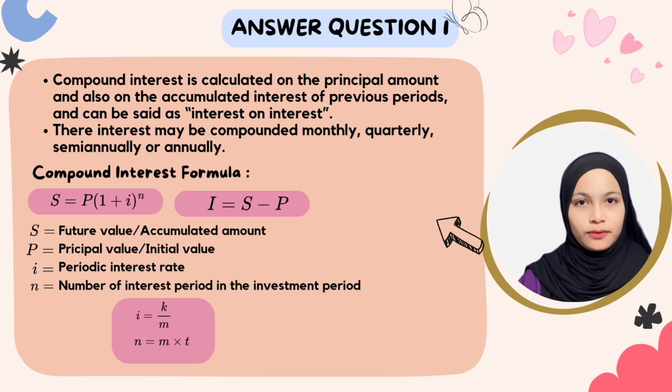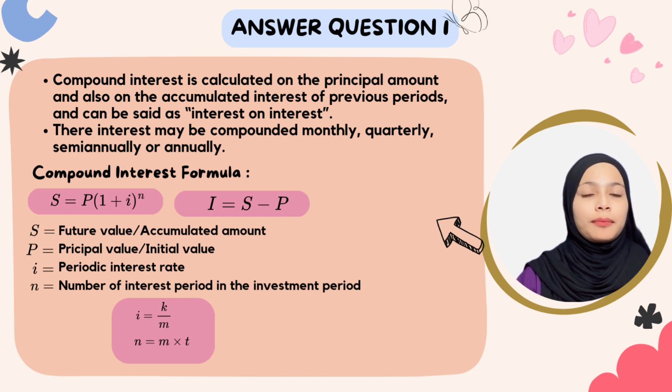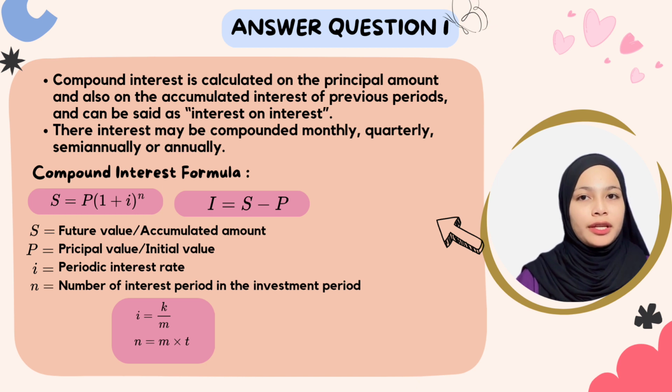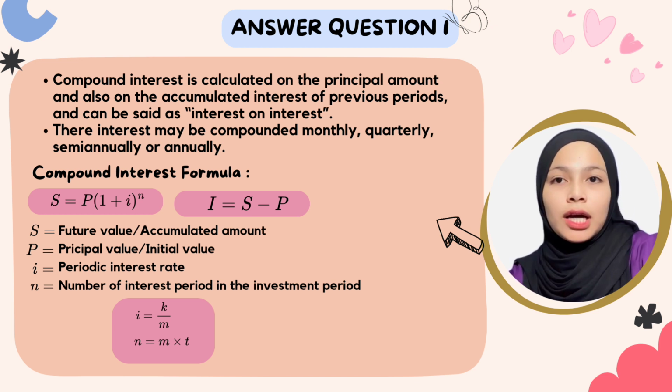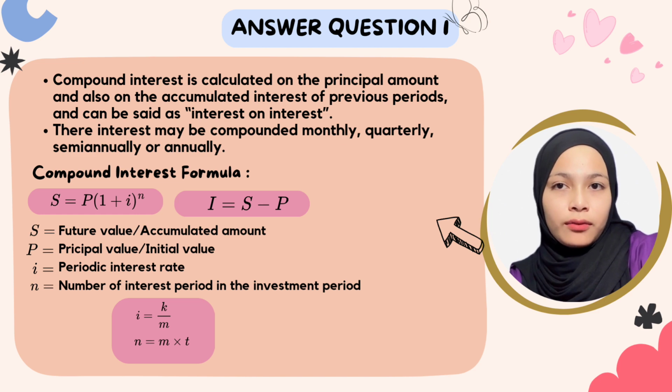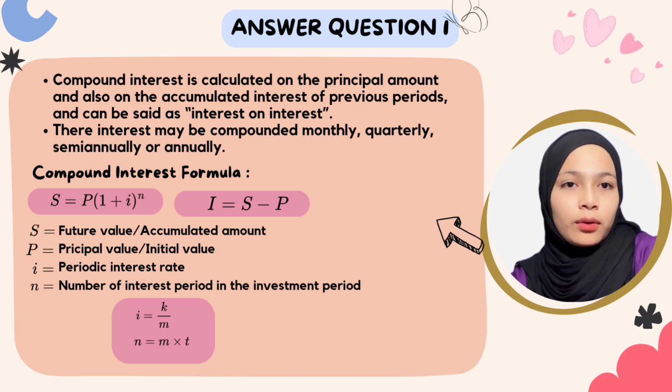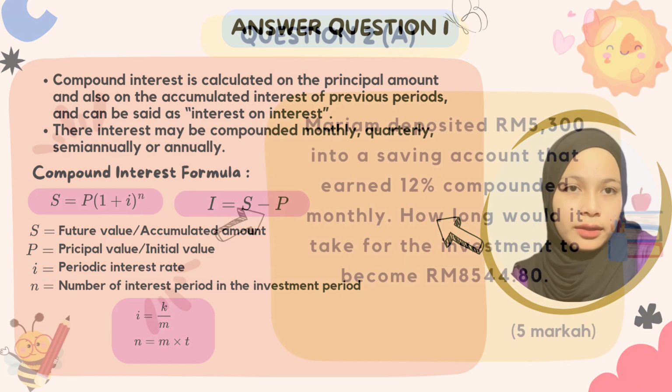S is the future value or accumulated amount. P is the principal value or initial value. I is the periodic interest rate. N is the number of interest periods in the investment period. I equals j divided by m, N equals m multiplied by t.